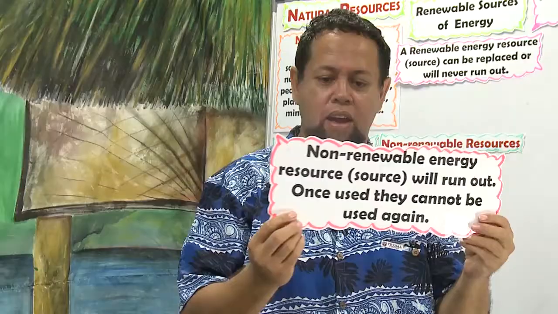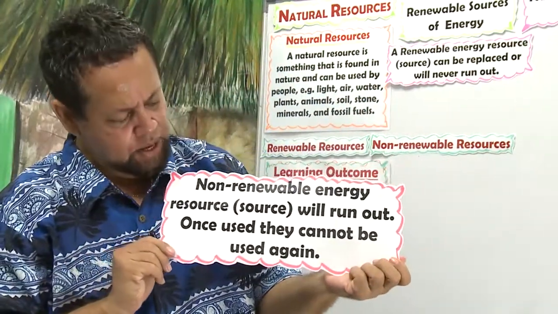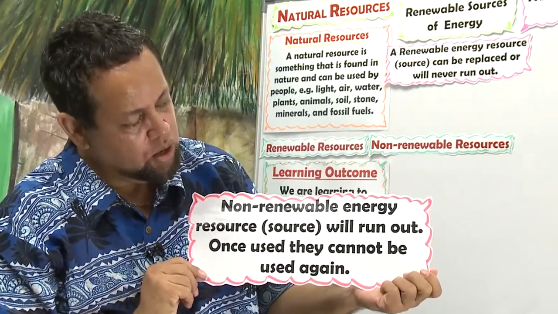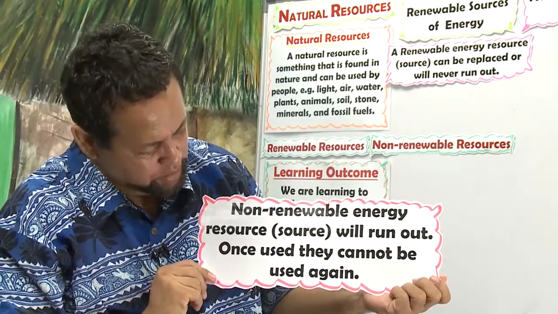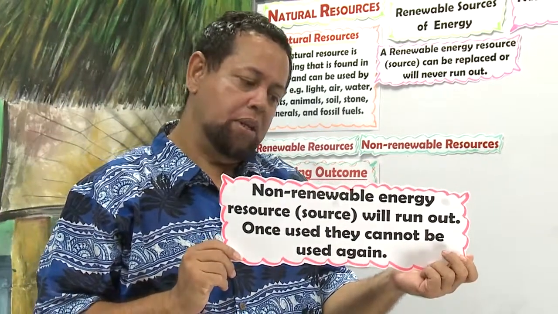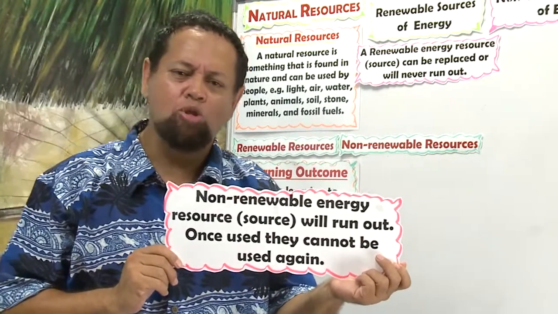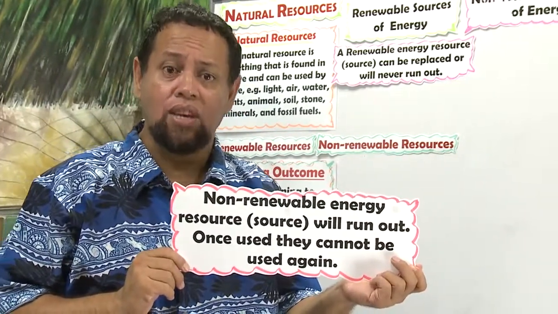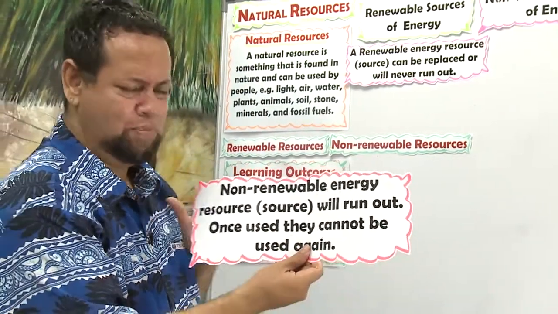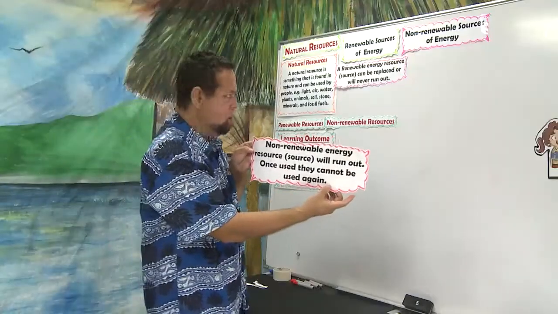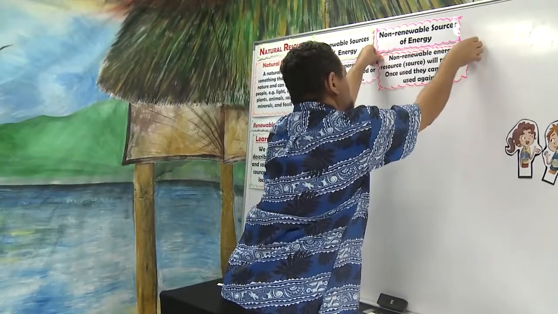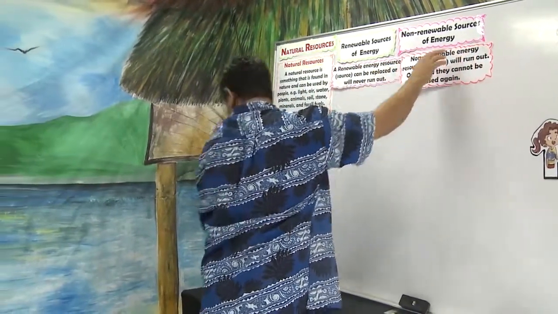And it says here, a non-renewable energy source will run out. Once used, it can never be used again or even replaced. But if it can be replaced, it will take thousands and millions of years. See, look at the time for these to get back on their feet. I put this up here. That's the definition of these two.